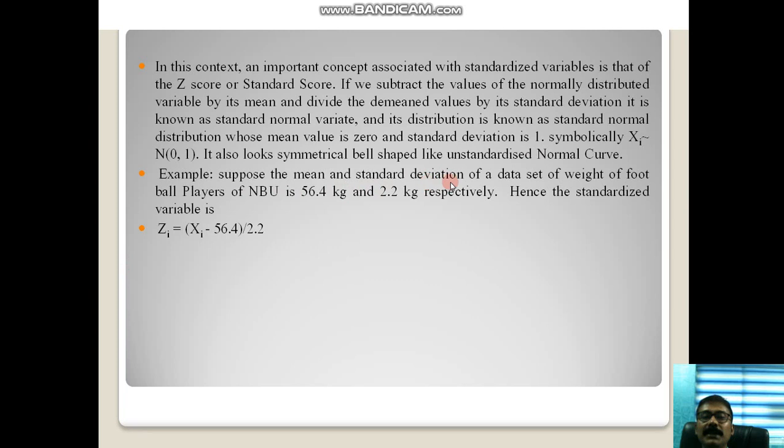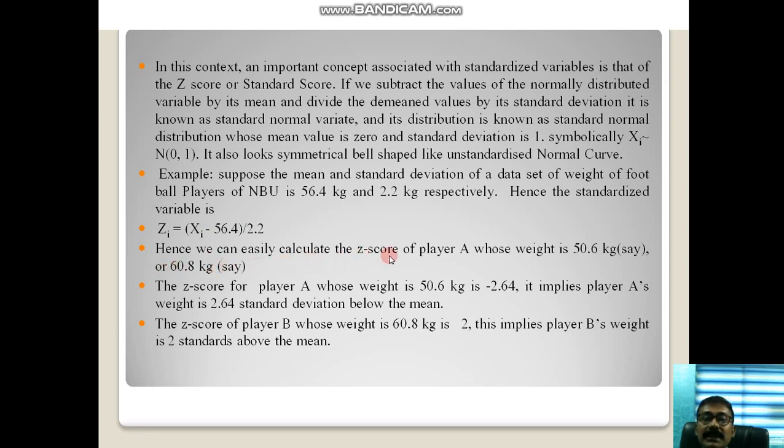For example, suppose the mean and standard deviation of the weight of football players of, say, University of North Bengal are 56.4 kg and 2.2 kg respectively. Hence, the standardized variable zi is (xi minus 56.4) divided by 2.2. Hence, we can easily calculate the z-score of any player, suppose player A whose weight is 50.6 kg and another player B whose weight is 60.8 kg, just by putting the value here. We can say that player A's weight is 2.64 standard deviations below the mean, or player B's weight is 2 standard deviations above the mean.